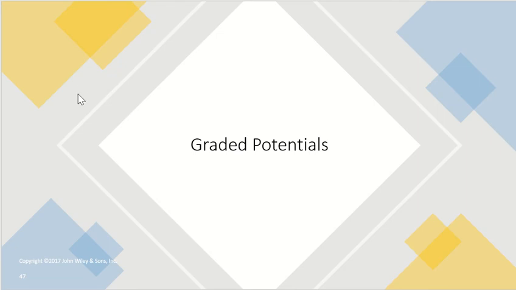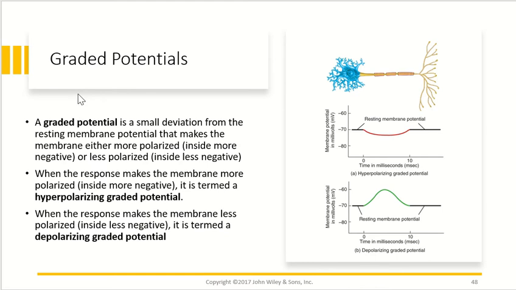So now that we've discussed the resting membrane potential, let's look at the differences in the role of the graded potentials and the action potentials in a neuron. So starting with the graded potential, this is a small deviation from a resting membrane potential that makes the membrane either more polarized, so inside is going to be more negative, or less polarized, where the inside is less negative, more positive. So when the response makes the membrane more polarized, i.e. the inside is more negative, this is termed a hyperpolarizing graded potential, right?